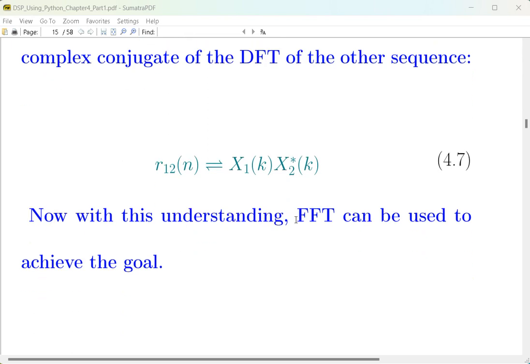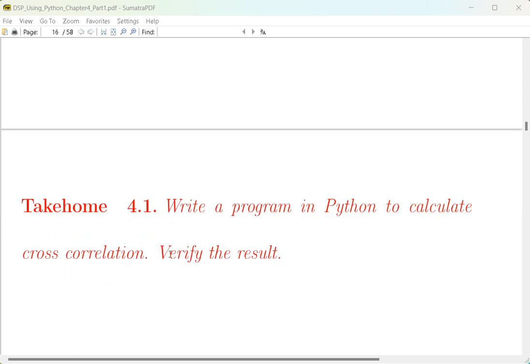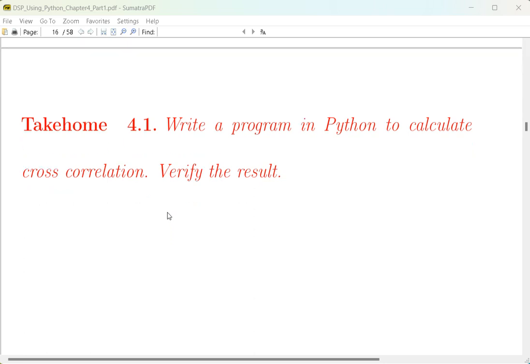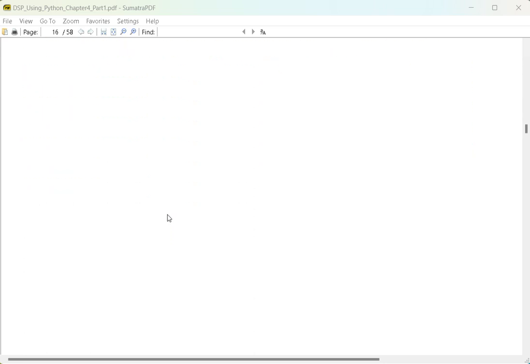With this understanding, FFT can be used to achieve the goal. Take home: write a program in Python to calculate cross-correlation. Verify the result. Okay? Very important task for you to be done.